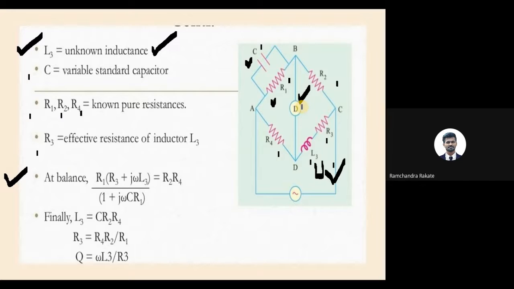To achieve that balance condition, we are simply comparing your unknown with your variable capacitance. In the Maxwell inductance bridge, it was only inductance. Here we have just made a modification, and what we have obtained is that instead of inductance we have replaced it by capacitance. Okay, so finally we will obtain this kind of relation.